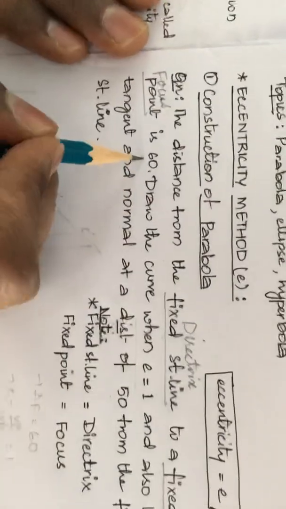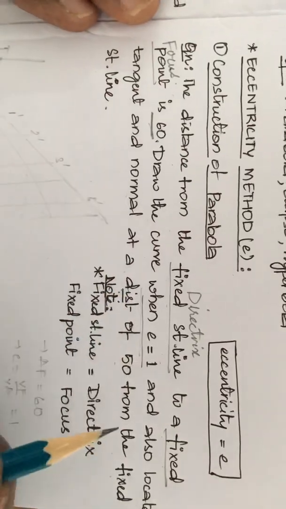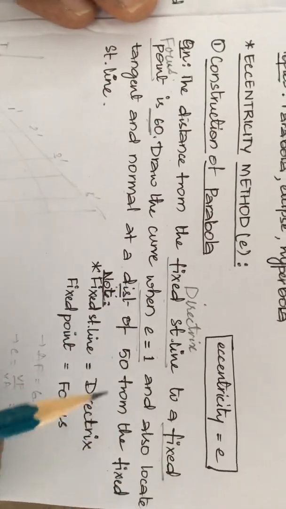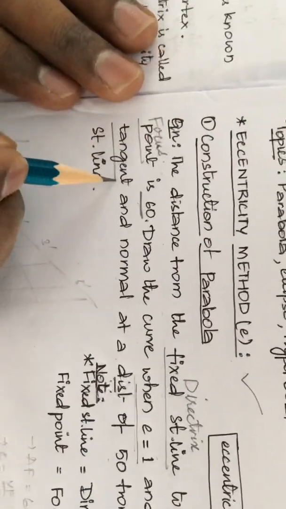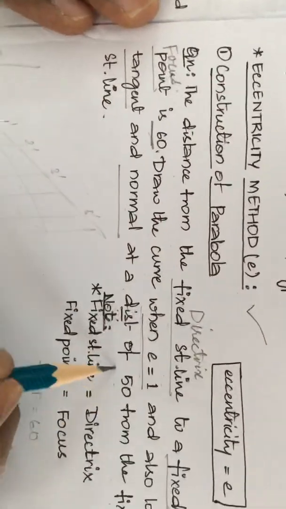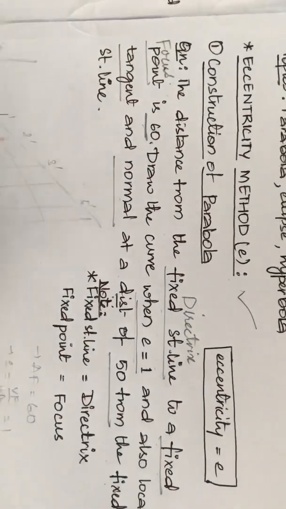What is the distance given? The distance given is 60, and it is asked to work out for a value E equals 1, otherwise called the eccentricity method, and also to work out the tangent and normal at a distance of 50 from the fixed straight line.